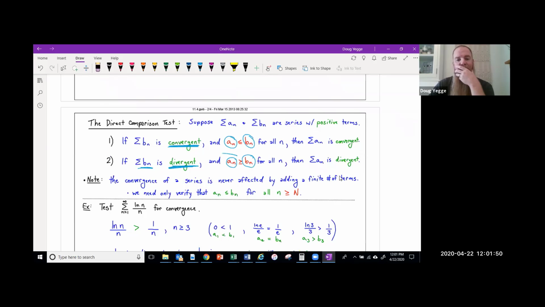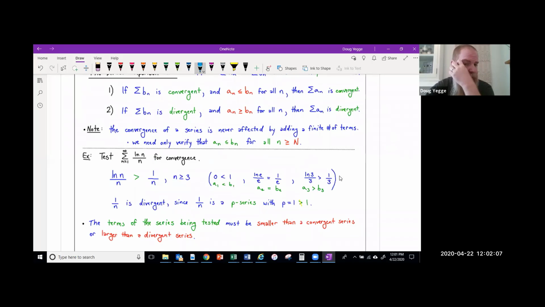A lot of times the tough part is determining an appropriate choice for b sub n. And sometimes you choose something for b sub n and it's still inconclusive. You can't quite tell, so you choose something different for b sub n. Okay. So what we want to do here is maybe compare ln of n over n to something that we know converges or diverges.